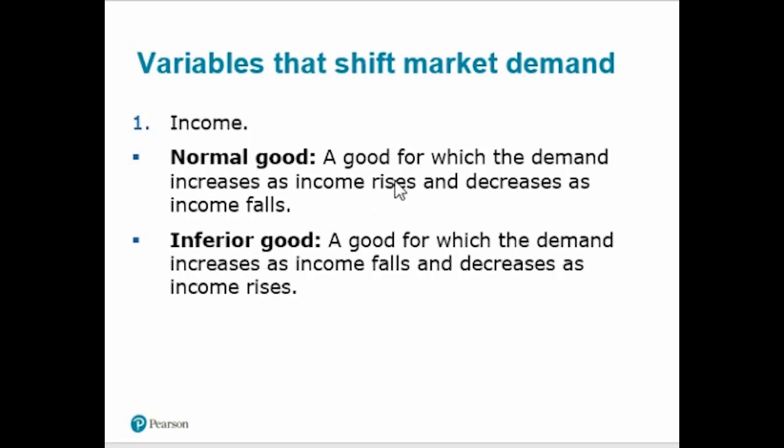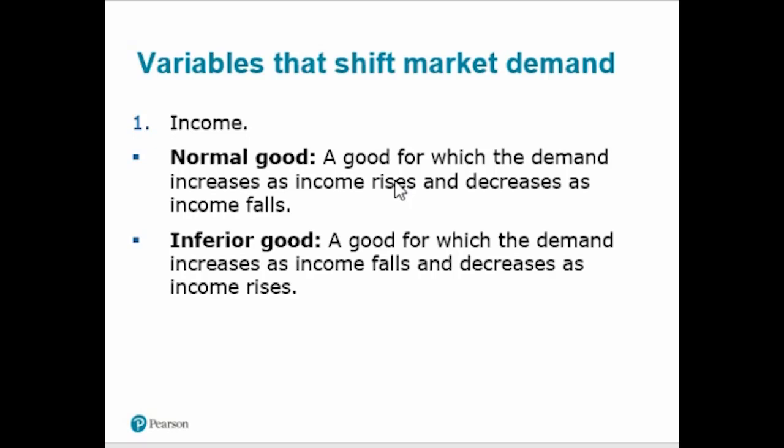Normal goods are those goods whose demand increases when your income increases, and whose demand decreases when your income decreases. There is a positive relationship between those goods and income. When income increases, demand increases for that good, and when income decreases, demand decreases for that good. Normal goods vary from person to person.